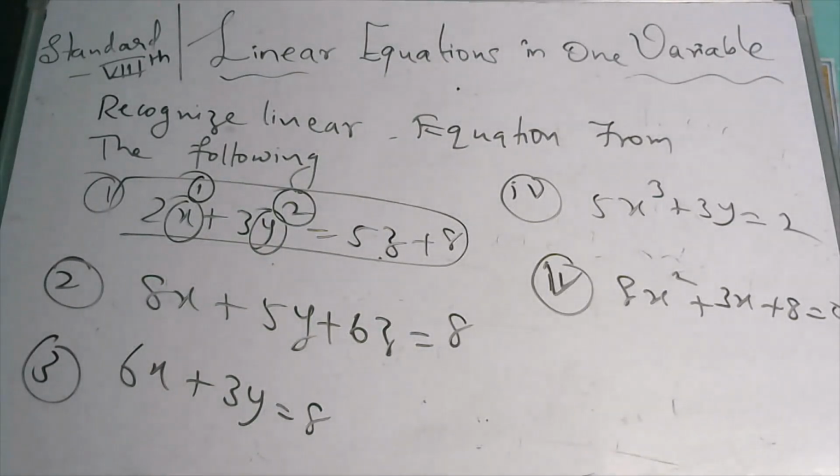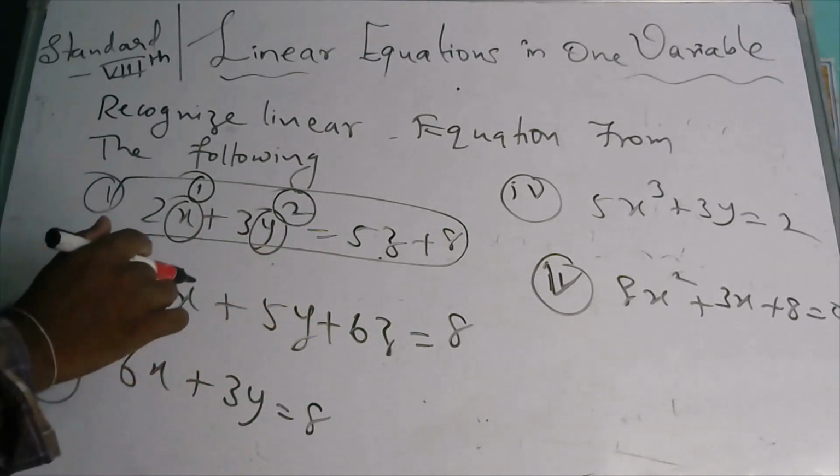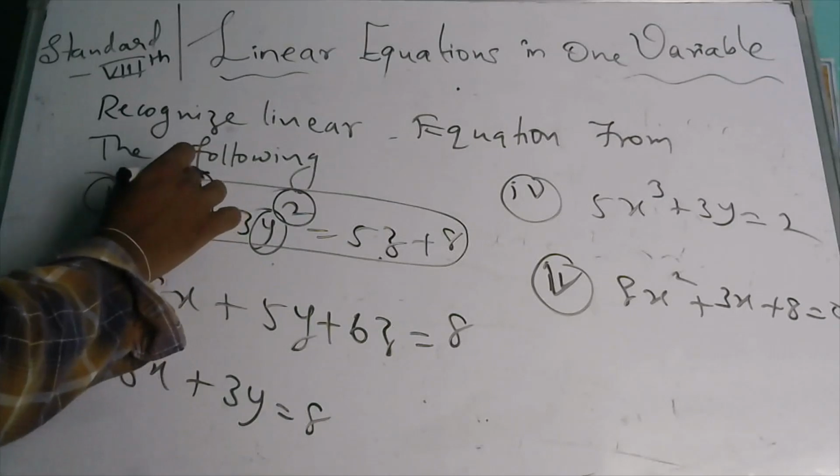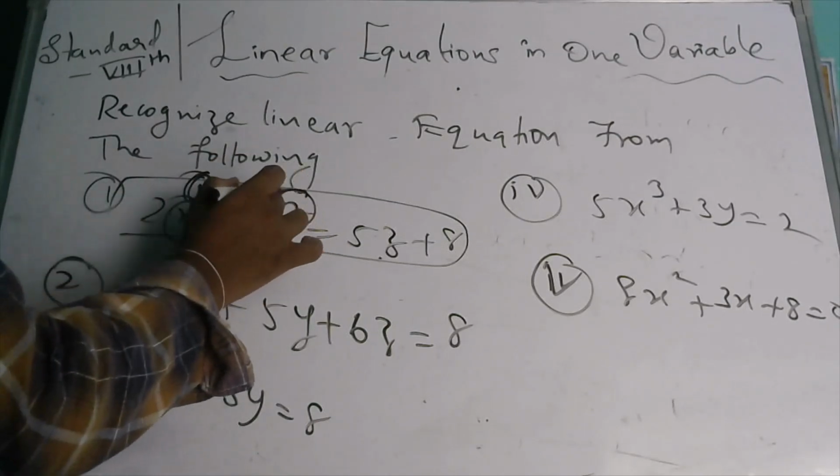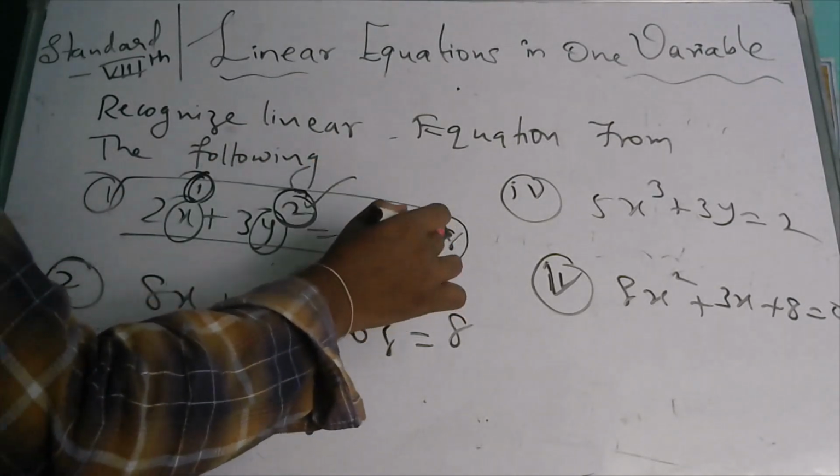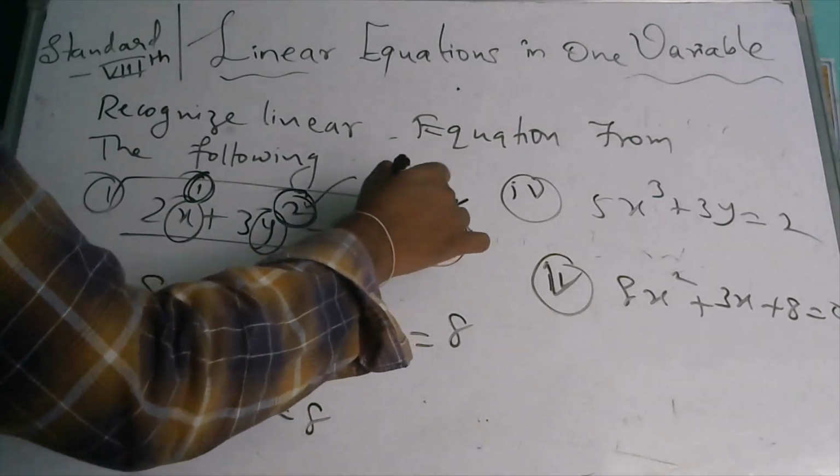Only one variable? No, all the variables. All the variables involved in the equation must have power equal to 1. So x power 1 is fine. But what about y? y power is 2. So this is not a linear equation.